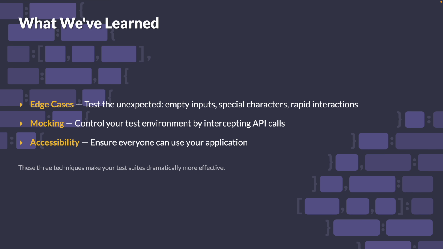So just as a quick recap, for edge cases, you need to test the unexpected: empty input, special characters, rapid interactions, and error states. These are where real-world bugs hide. Also, mocking is important. Control your test environment by intercepting API calls, test failure states, slow networks, and edge case data without modifying your backend. And accessibility. Test that everyone can use your application. Check for alt text, labels, heading structure, and keyboard navigation. These three techniques will make your test suites dramatically more effective.